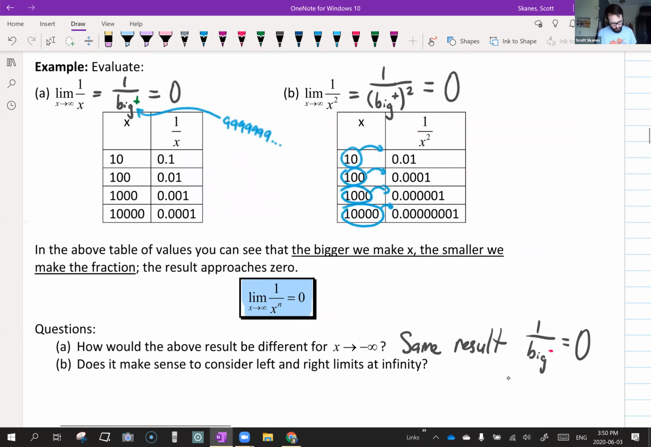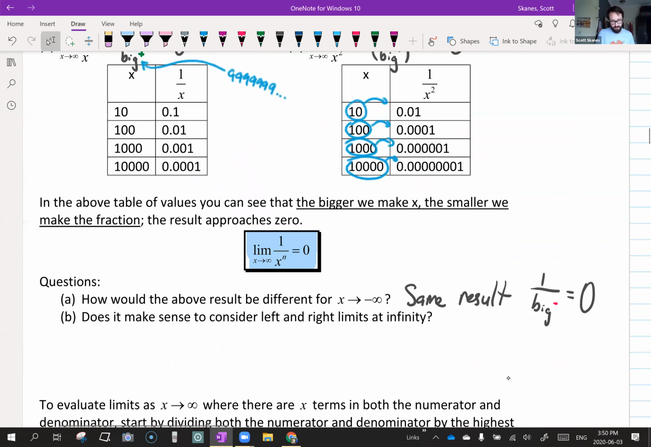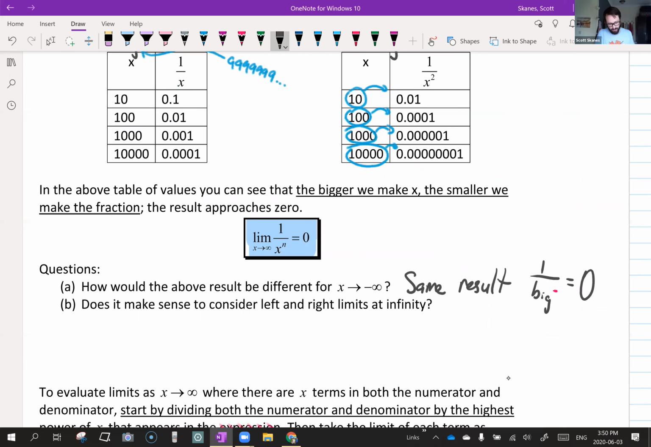And then, does it make sense to consider left and right limits at infinity? I'm not even going to explain that, but I'm just going to say no. There's no such thing as left and right limits of infinity because we don't even know what that number is. So that's a challenge question. Don't really worry too much about that.